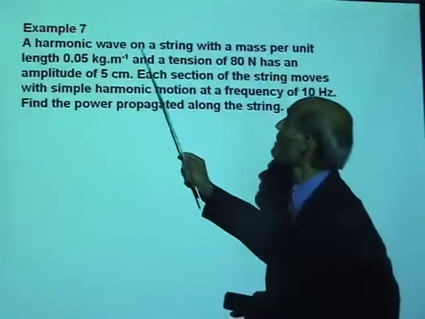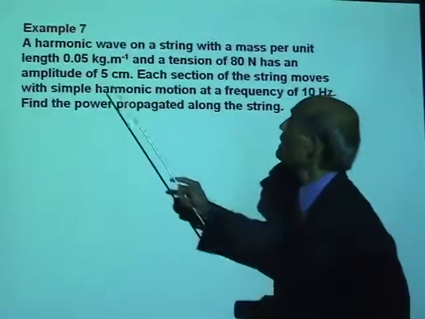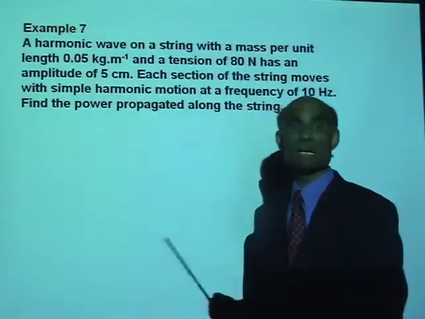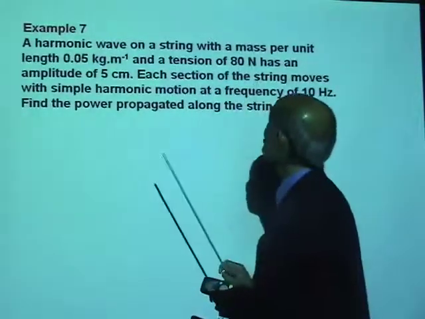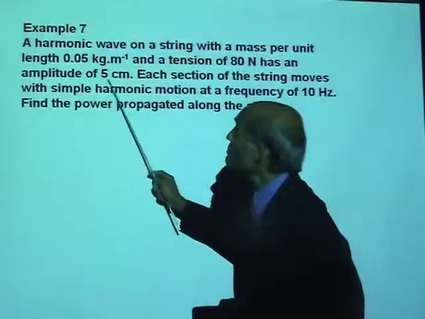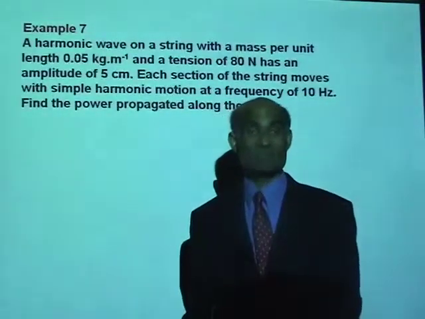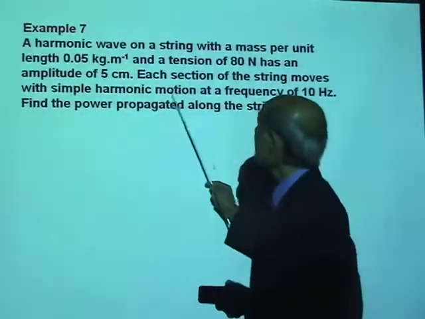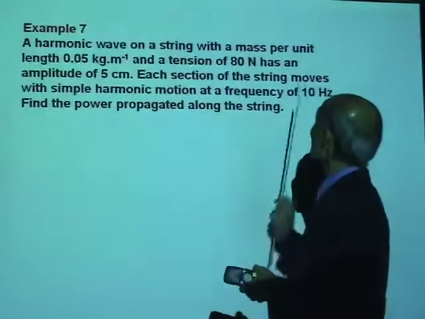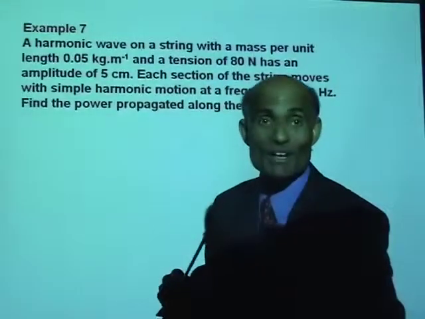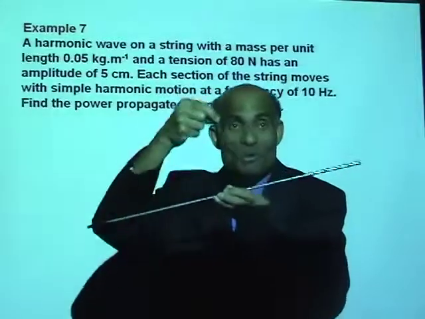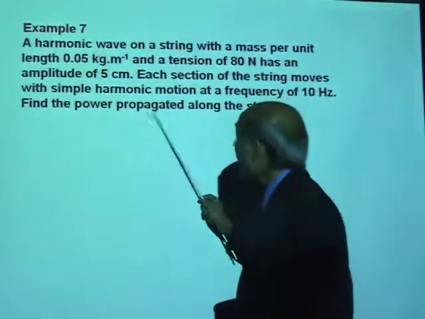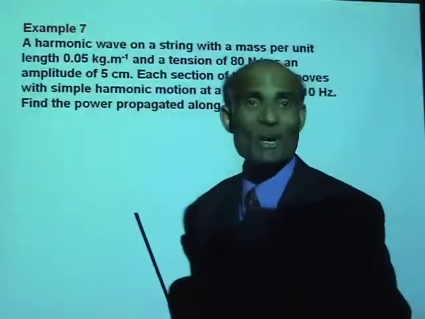A harmonic wave on a string with a mass per unit length of 0.05 kilogram per meter and a tension of 80 Newton has an amplitude of 5 centimeter. Each section of the string moves up and down with simple harmonic motion at a frequency of 10 Hertz. Find the power propagated along the string.